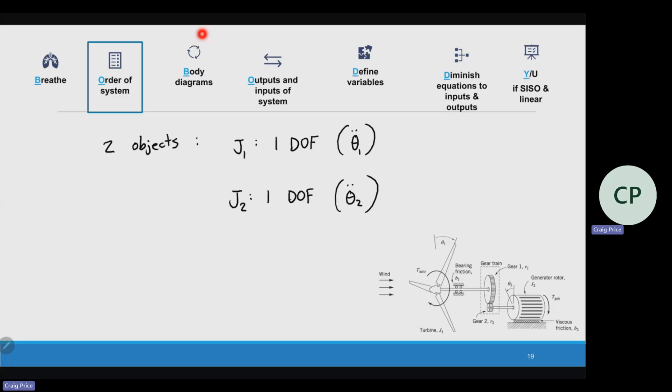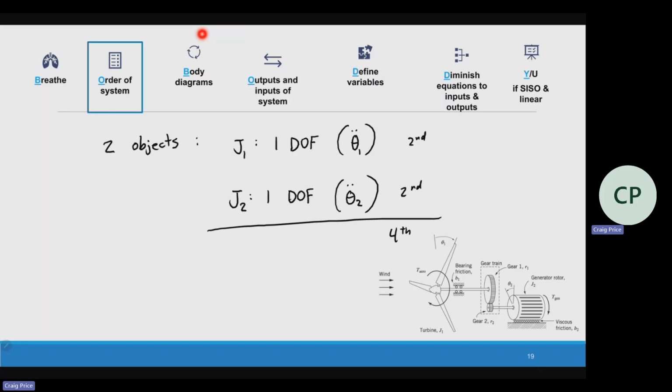And so in total, this is second order, this is second order. So we just add them all up. This is a fourth order system. So each of them has a degree of freedom.